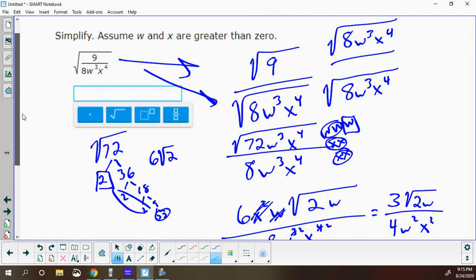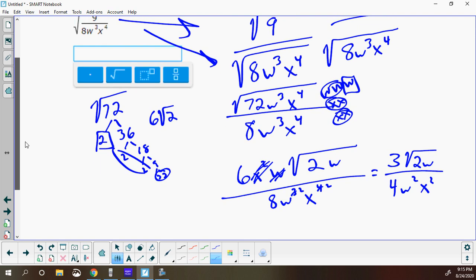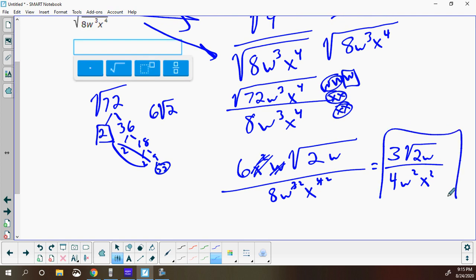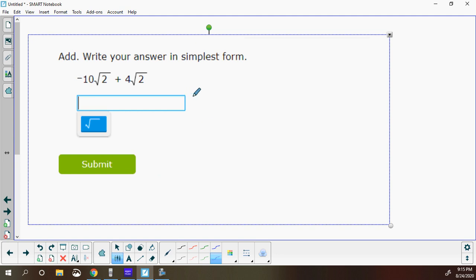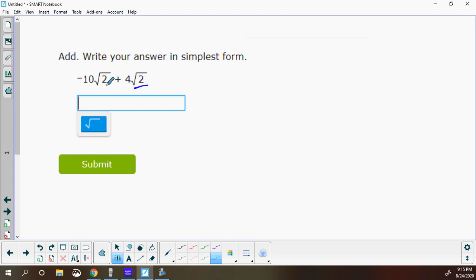Was there directions? Assume w is greater than 0. All right, this is it. Adding! Guys, same base number. So negative 10 plus 4 is negative 6 root 2. This one's done.